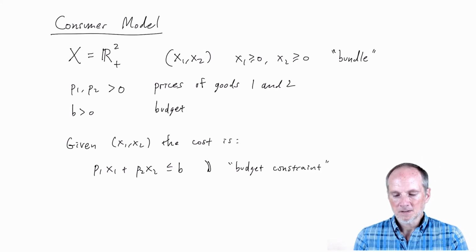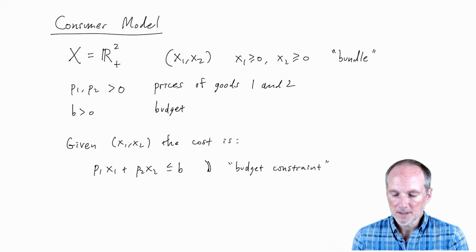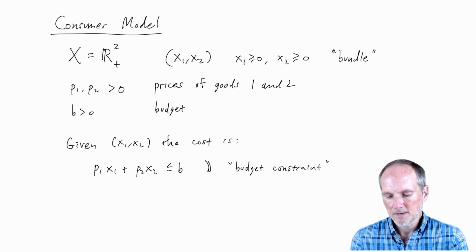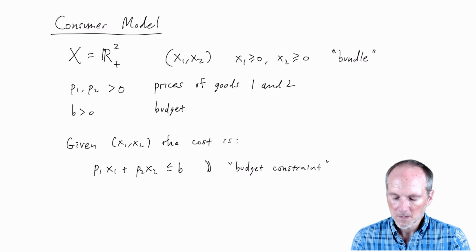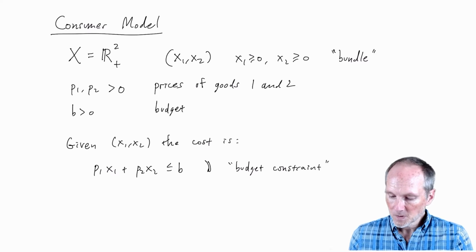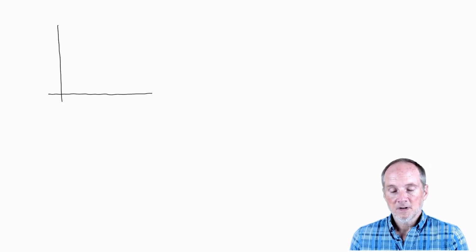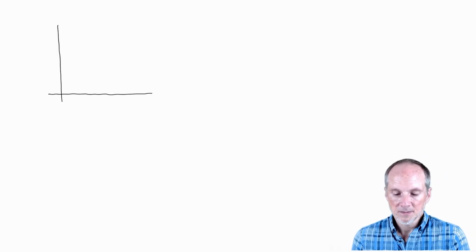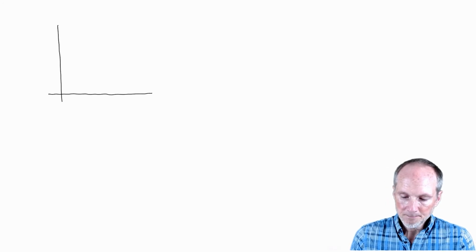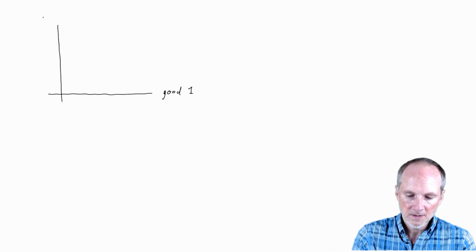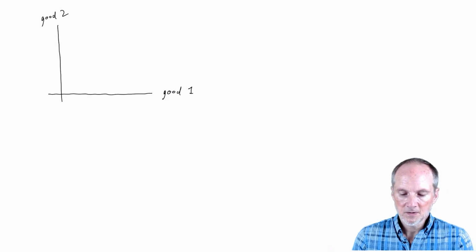And in just a little bit, I'm going to remove the inequality there and we'll just deal with an equality constraint. Okay. So geometrically, a bundle is a pair of numbers, so it's going to belong to the Cartesian plane. And we'll use the horizontal axis for the amount of good 1 consumed, the vertical axis for the amount of good 2 consumed.